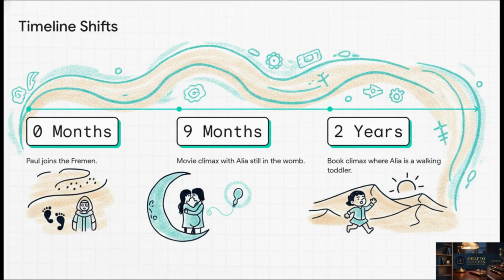This single, absolutely crucial choice explains why Paul and Chani simply don't have time to have a child, and why Paul's sister, Alia, is still in the womb by the film's end. It keeps the momentum relentless and the narrative focus incredibly tight.